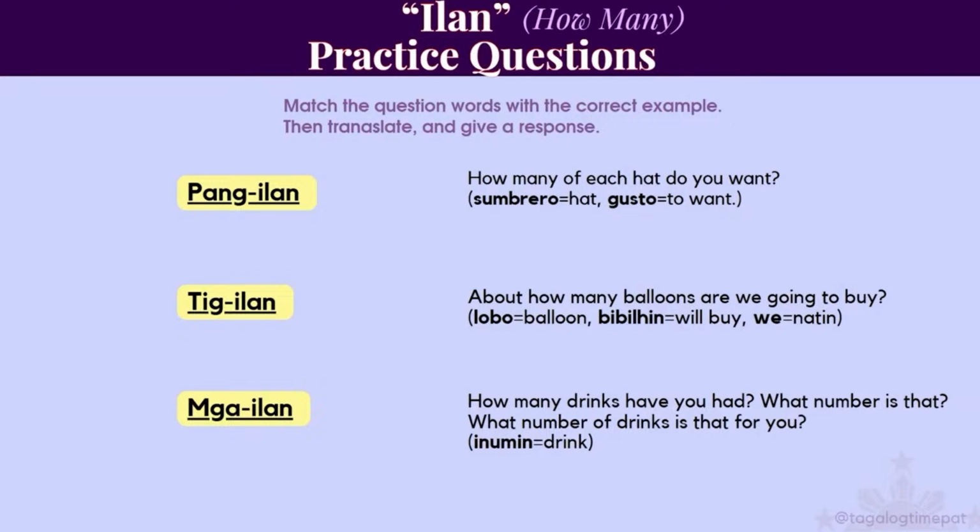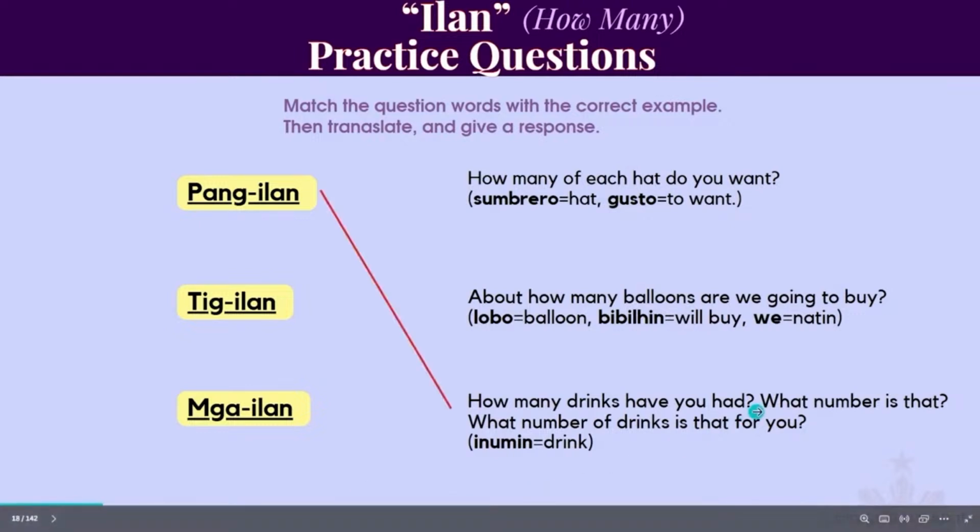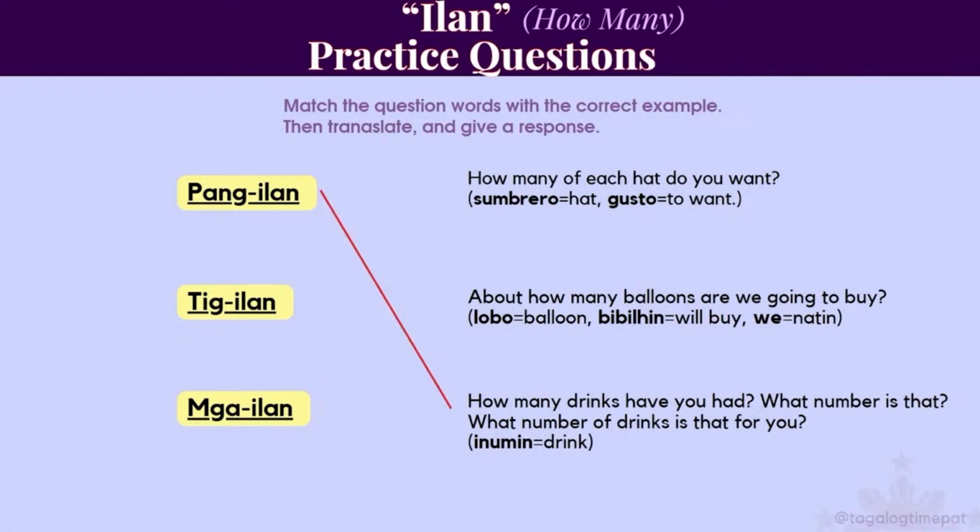Okay, welcome back. Let's see. This is what the answers would be. Pang ilan goes with this question. How many drinks have you had? What number is that? What number of drinks is that for you? So it's asking about the order of your drinks and basically where you are in your line of drinks. Tig ilan would be how many of each hat do you want? So it's asking about the amount of each. Mga ilan, about how many balloons are we going to buy? So it's an estimation. We don't know exactly. It's just about how many do you want.